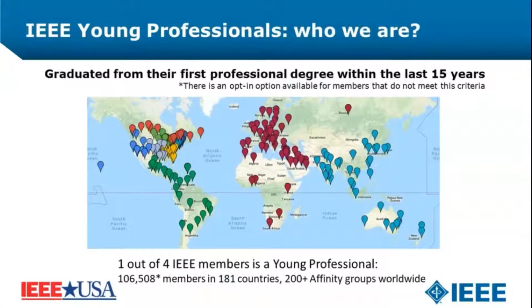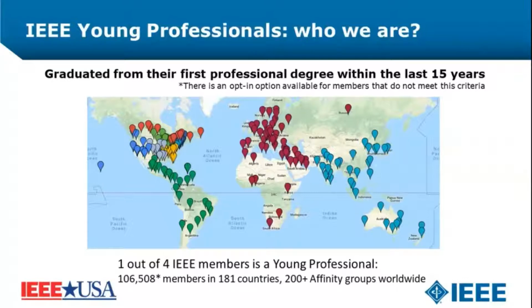What is IEEE Young Professionals, right? Most of the time people are actually confused about who IEEE Young Professionals are. The technical definition is that a young professional in IEEE is someone who graduated from their first professional degree within the last 15 years. If you fall into this criteria, you are by default an IEEE Young Professional when you renew your IEEE membership. That's added on to your benefit. For people who don't fall in this criteria, you can always opt in to be a young professional. That's a $0 charge when you renew your IEEE membership.